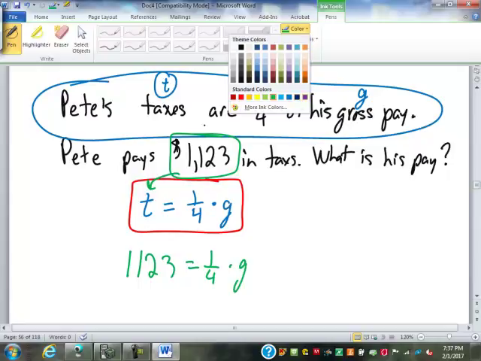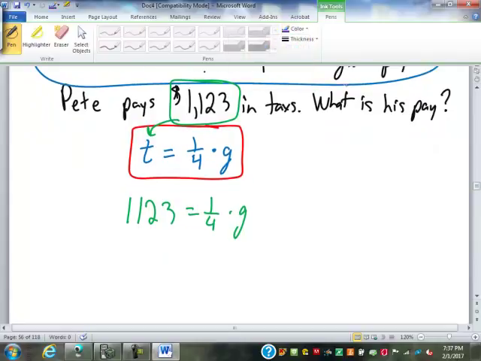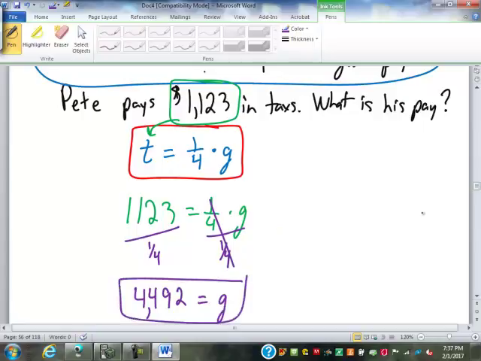Now to solve this equation, that's 1/4 times G. So to get rid of it, we divide by 1/4. 1,123 divided by 1/4 is 4,492. So 4,492 equals G. His gross pay is 4,492. 1,123 divided by 1/4 is 1,123 times 4/1. So yeah, it's times 4.